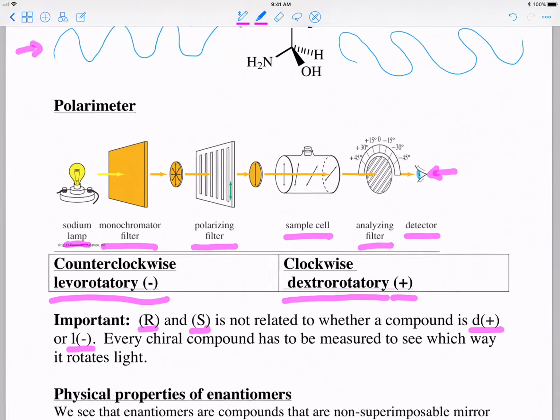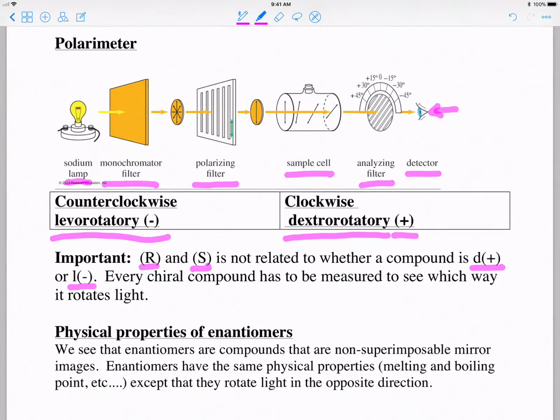The last thing to look at here are the physical properties of enantiomers. Enantiomers, the same compound, but one is the right-handed version and one is the left-handed version, have all of the same physical properties with two exceptions. They'll all have the same melting points, boiling points, except one compound will rotate light in one direction and one compound will rotate light in the opposite direction. That's one of their differences.